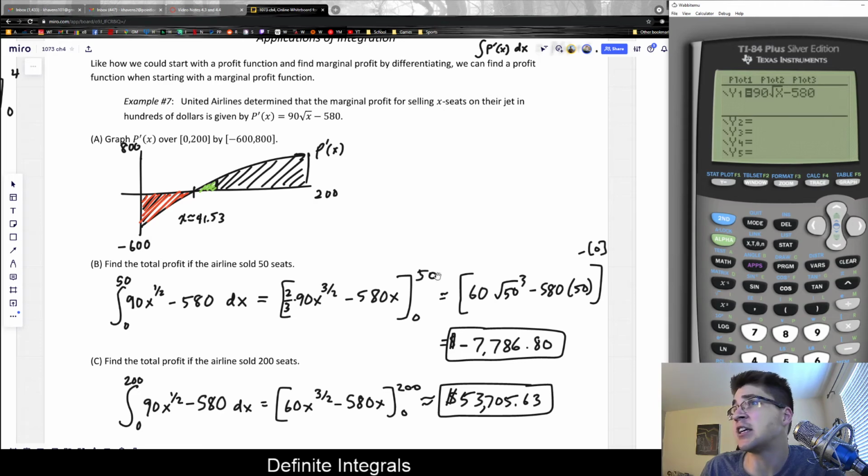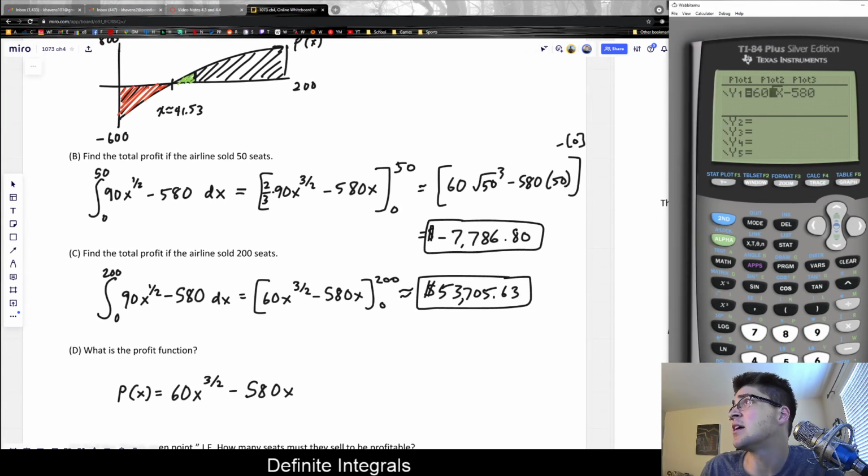And if we were to look at the antiderivative function, 60x to the 3/2 minus 580x, and you were to take a peek at what this would look like, well, this is on a much larger interval. Let's say we went from negative 10,000 to 50,000, because this should actually be our raw profit numbers. And actually, I need to increase, let's say from negative 20,000, because we're looking at the margins of our actual profit now.